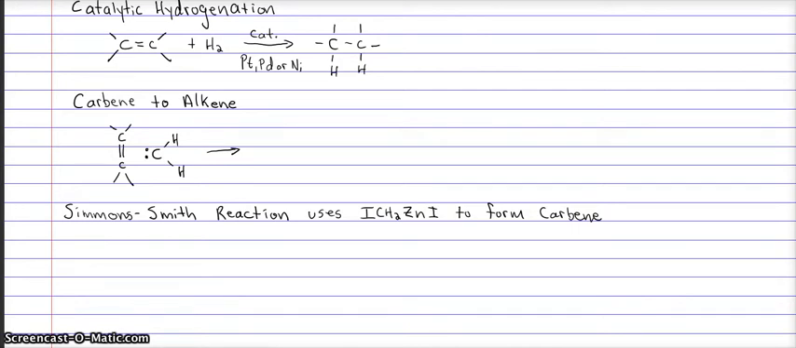So this is part 4 of our addition reactions to alkenes. Last time we looked at, and we ended quickly, with the catalytic hydrogenation reaction. This is probably the easiest reaction to remember for alkenes. You're going to be adding hydrogen gas across an alkene.